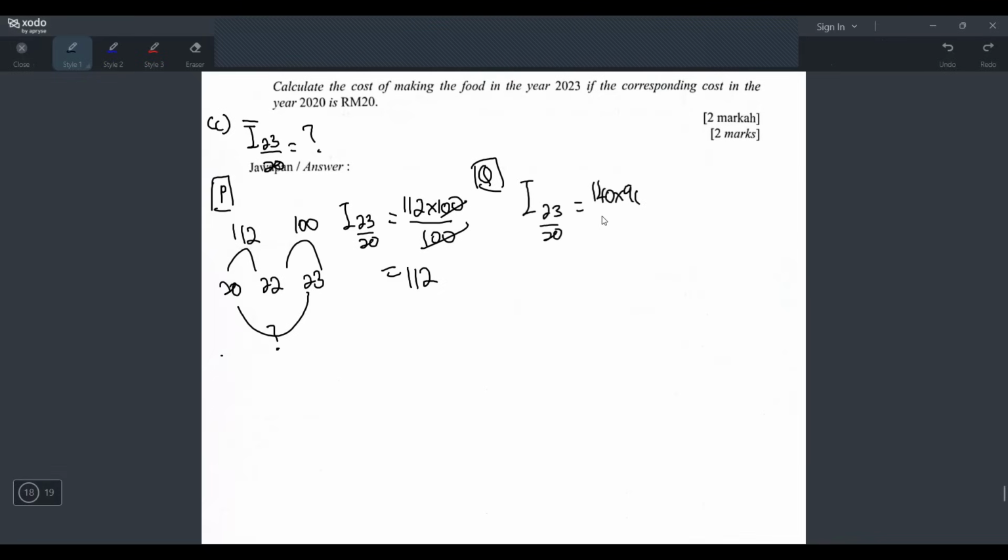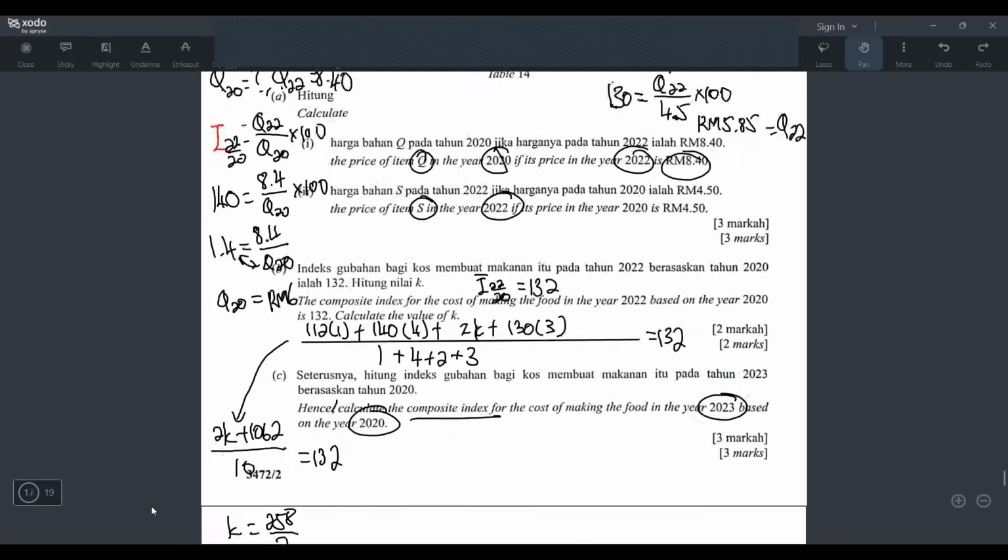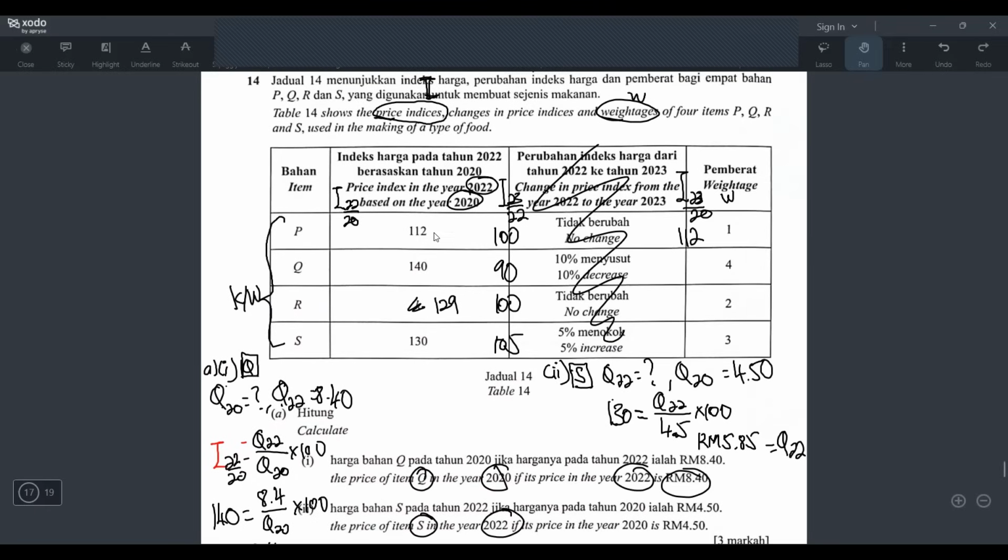140 times 90 divided by 100, right? If you're very rajin, you want to do 4 smiley face also can. But actually, when you do the first one, you already know how to get the answer, right? It's this number times this number divide 100. So you do the same lah. 140 times 90 divide 100.